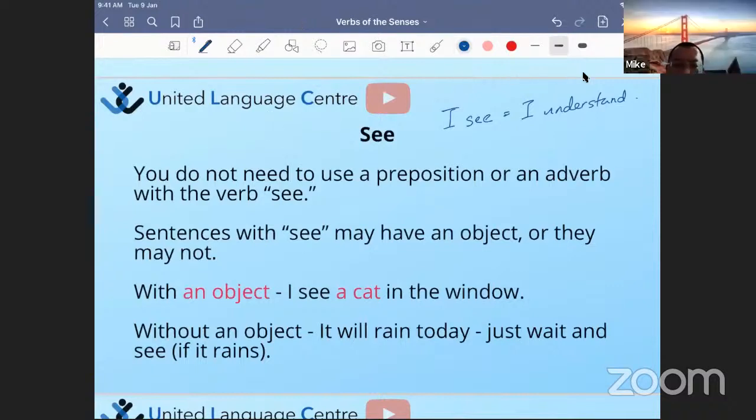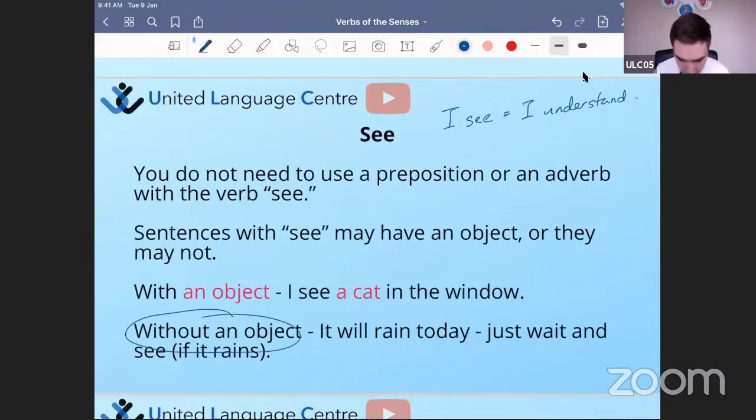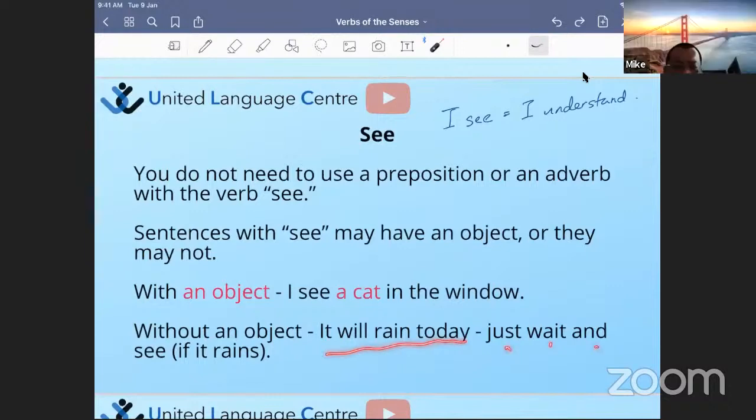So we see something. With an object: I see a cat, I see Kelly, I see you guys, I see the computer. I can see everything. But no object is fine too. It will rain today. Just wait and see. Just wait and see if it rains.